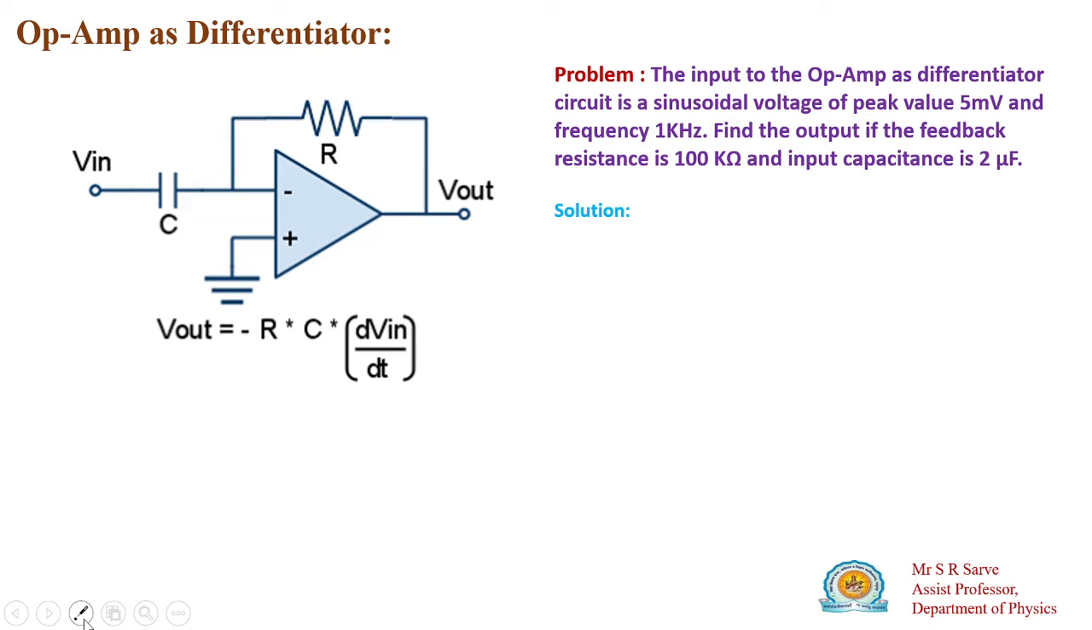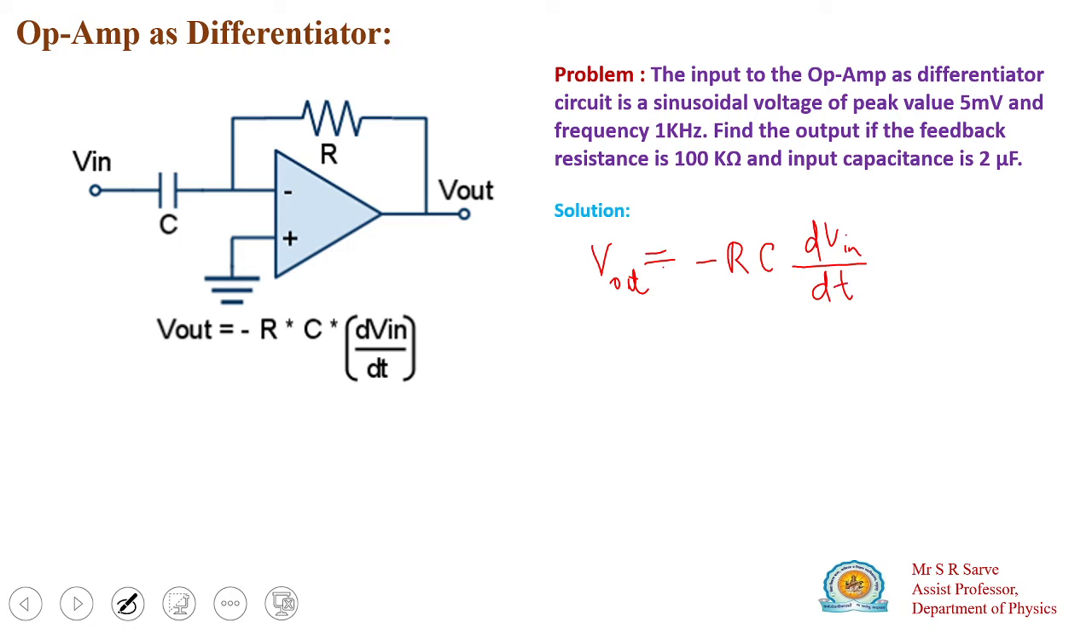So first, what is given here? This is your differentiator circuit. Input voltage is given, and we have to calculate the output voltage. So what is the formula for output voltage? Output voltage is equal to minus R, the feedback resistance, times C, the capacitor at the input, into the rate of change of input voltage with respect to time.